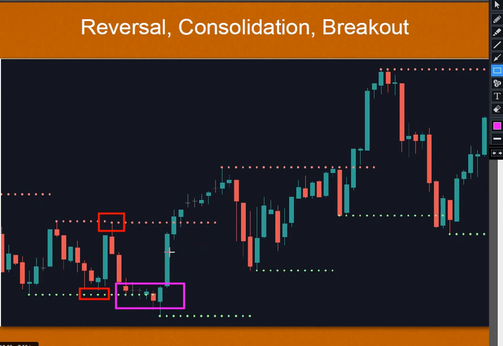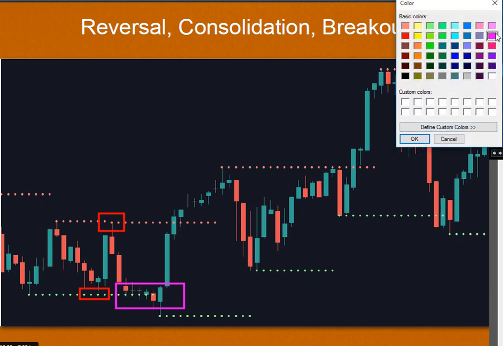Now look at what happened. Unlike here, where price just touched the level and changed direction, which is a reversal or a rejection, this time it did not touch and change direction. Instead, the candle closed above the level. Now that's a different story. Price closing above a level is a different story.